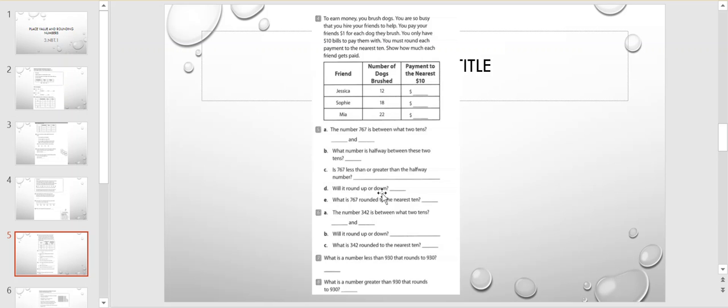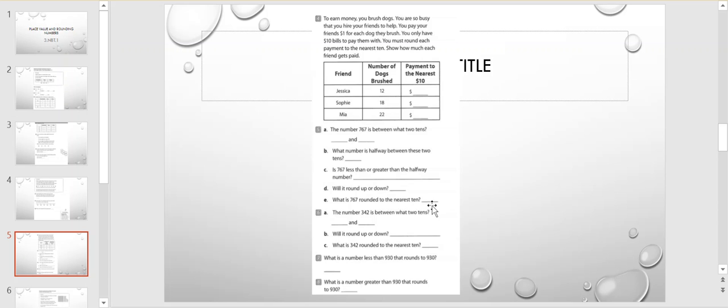Then part D, will it round up or will it round down? If it was 0 to 4, it would round down. If it was 5 to 9, it would round up. And then what is the answer? What is 767 rounded to the nearest 10?